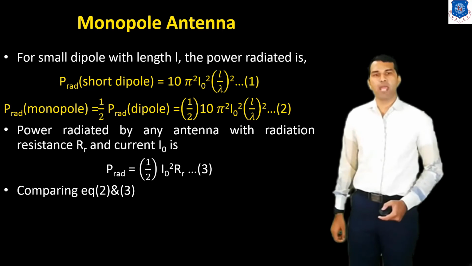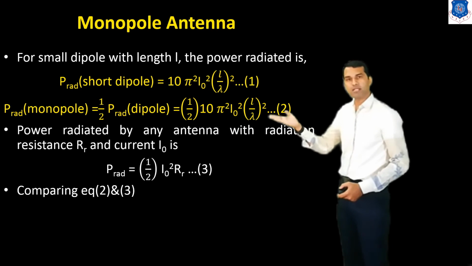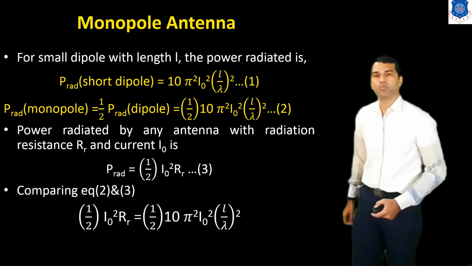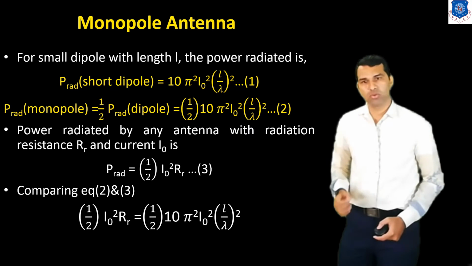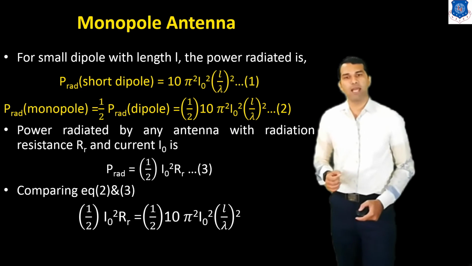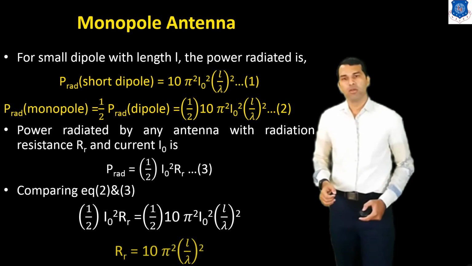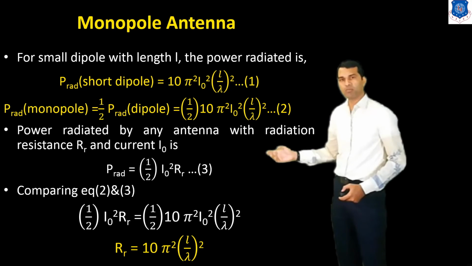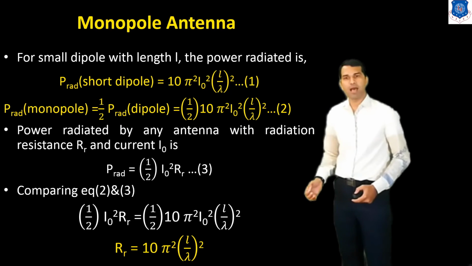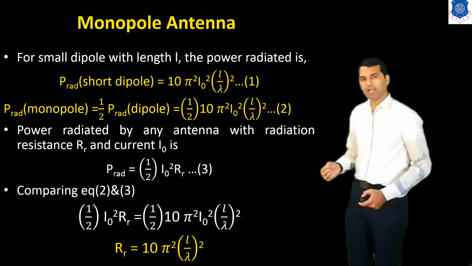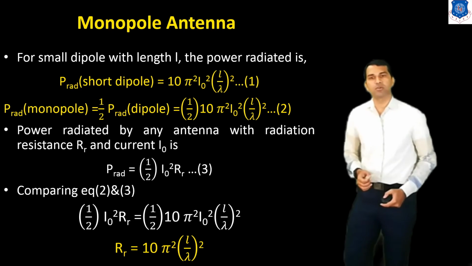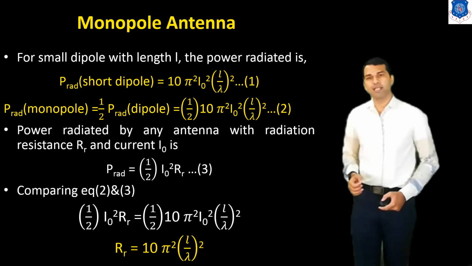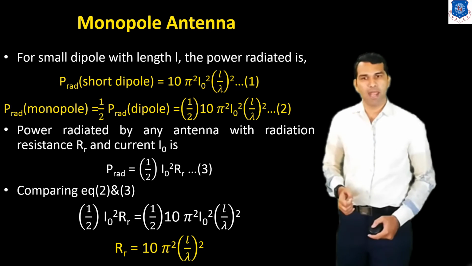Comparing equation number 2 and 3. So now we compare equation number 2 and equation number 3. We can write 1 by 2 I0 square RR is equal to 1 by 2 tan pi square I0 square L by lambda. From this equation we can conclude that the 1 by 2 is cancelled, and we can find RR, that means radiation resistance, is equal to tan pi square L by lambda square. So this is the radiation resistance value for the monopole antenna.